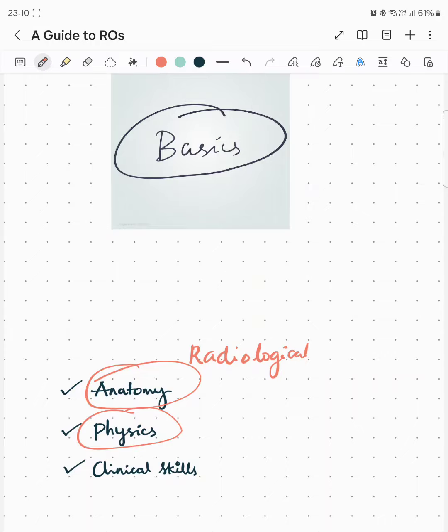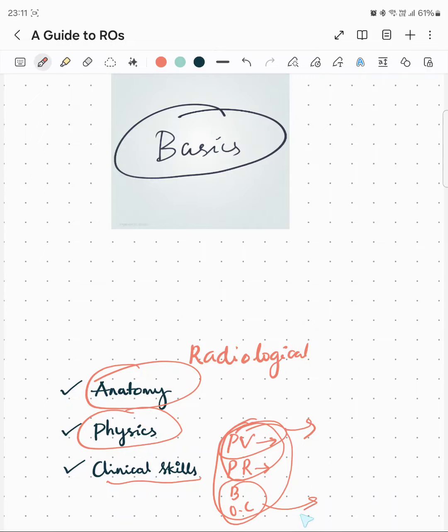Obviously, clinical skills. Some of the PGs think that it is a non-clinical subject, but no, it's a clinical subject. So you will be doing per vaginal examination for cervical, endometrial and vaginal cancers, PR for rectal cancers, breast lump examination, oral cavity examination. All of these examinations are important, and you will have to do all of these things. You would have learned PV examination in your gynae postings, and oral cavity and breast examination in your surgery postings. So that will be helpful.